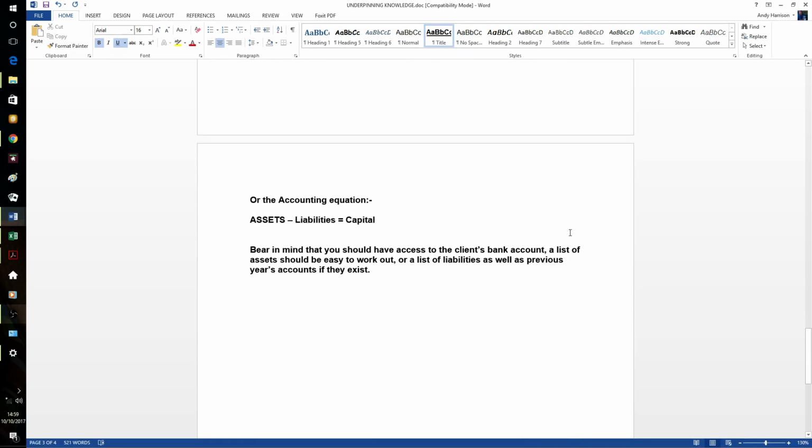And on other questions you might need the accounting equation. Assets minus liabilities equals capital, because we might be able to look at the list of assets and liabilities and work out the capital, or we've got opening capital and closing capital. We know the drawings, we can work out the profits. So we should have access to a client's bank account, and we should, if nothing else, be able to draw up a list of assets and liabilities, and if you've got last year's accounts that might be useful as well.